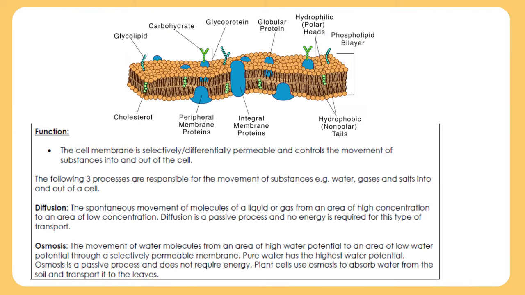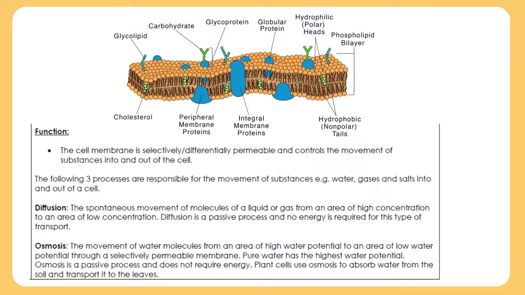Function. The cell membrane is selectively/differentially permeable and controls the movement of substances into and out of the cell. The following three processes are responsible for the movement of substances, e.g. water, gases, and salts into and out of a cell. Diffusion. The spontaneous movement of molecules of a liquid or gas from an area of high concentration to an area of low concentration. Diffusion is a passive process and no energy is required for this type of transport.